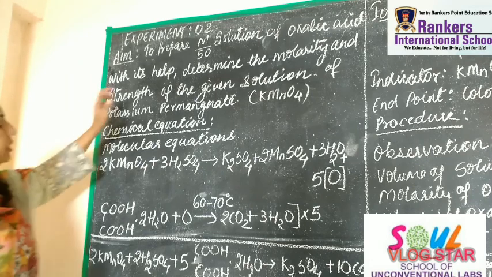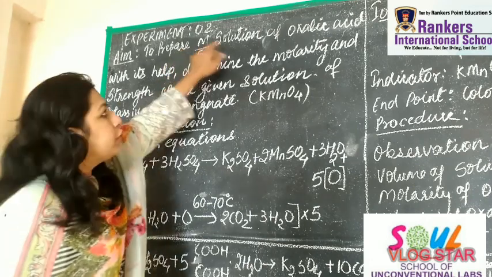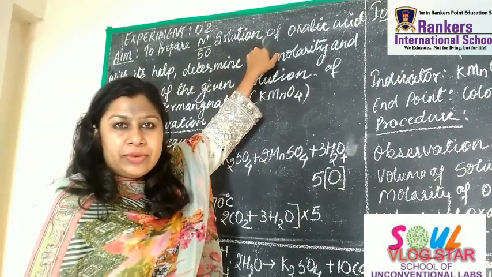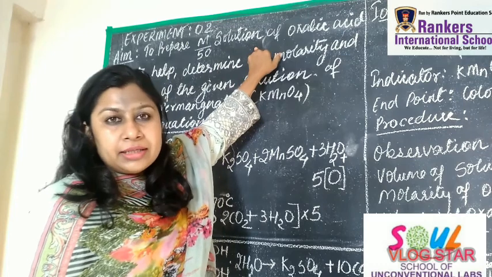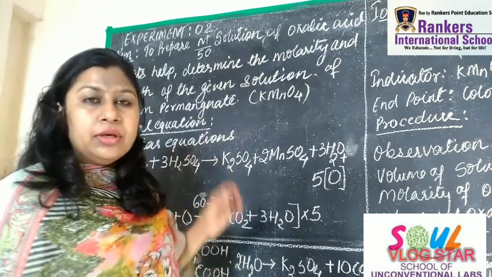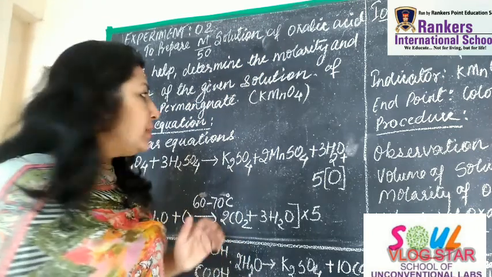Children, here you have to prepare M by 50 solution of oxalic acid. The molecular mass of oxalic acid is 126. Earlier we have seen the calculation of how you are going to prepare the required amount of solution. So the same way you are going to proceed for this.